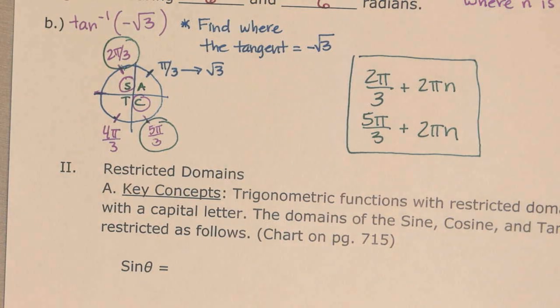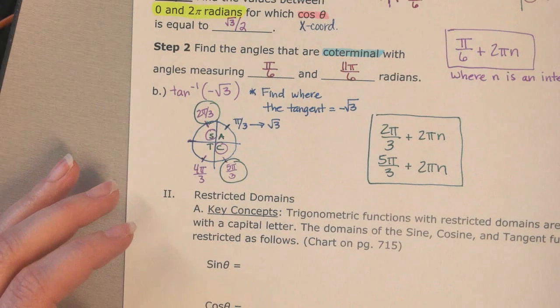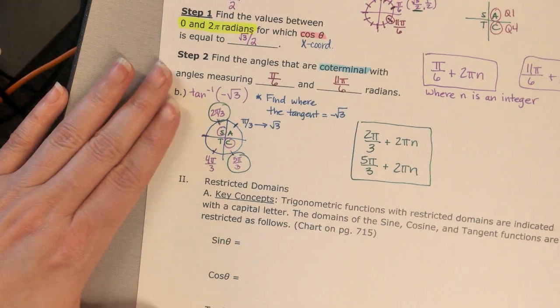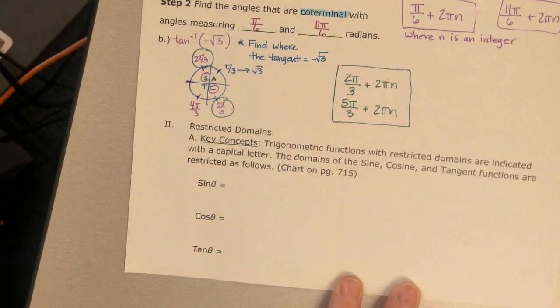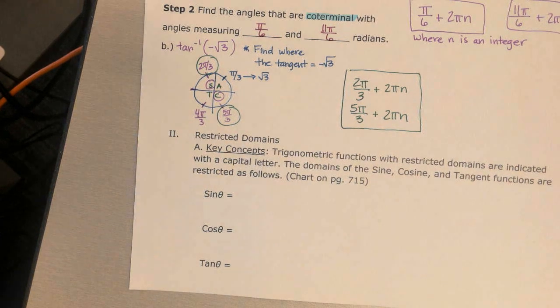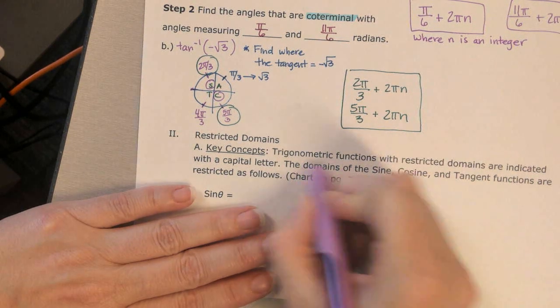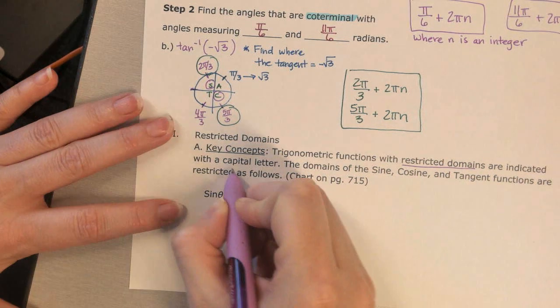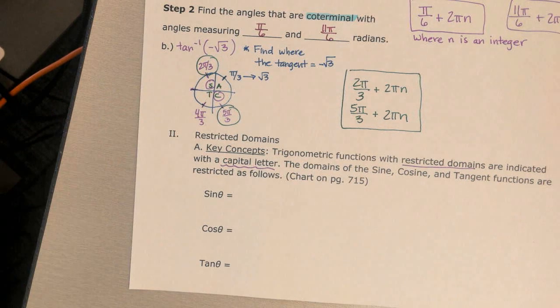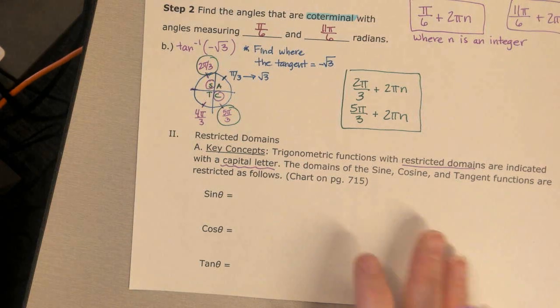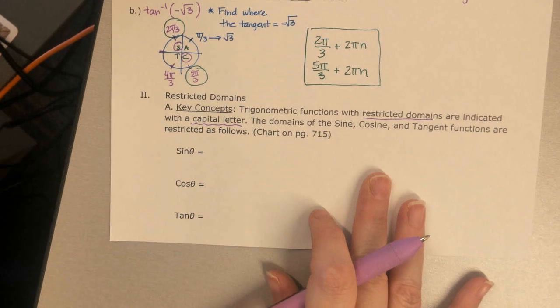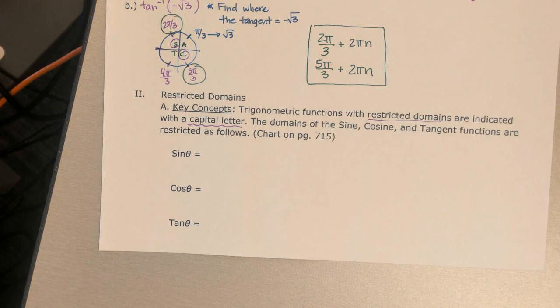All right, now the next thing that we're going to talk about today are restricted domains. In this textbook, and in this textbook only, they represent the trig functions that have a restricted domain with a capital letter. When you go to next year or anywhere else, they will not have a capital letter. They'll just be restricted. When we're first learning this, it's actually helpful so you can see the difference between them.